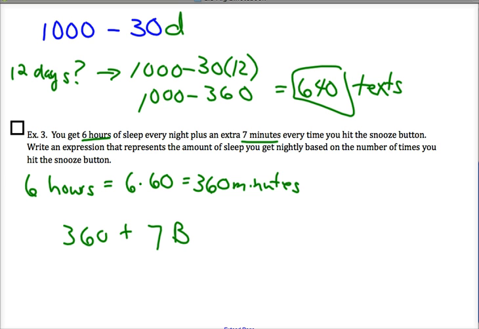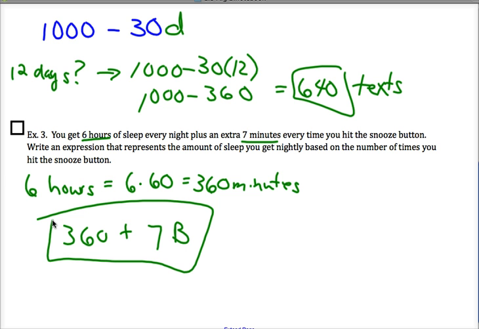So every time I hit the snooze button, I get an extra 7 minutes. It's like 7 per times, 7 per each time I hit the snooze button. There's that per, I tied the per in, like I was talking about in the previous problem. So we wrote an expression that represents the amount of sleep you get nightly based on the number of times you hit the snooze button. That looks like it's it. That is the answer. That's all I'm looking for.